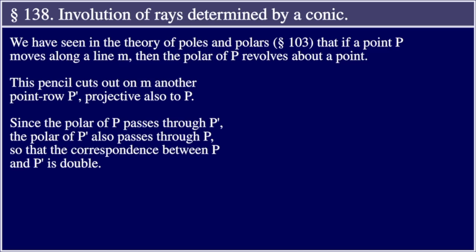We have seen in the theory of poles and polars, section 103, that if a point P moves along a line M, then the polar of P revolves about a point. This pencil cuts out on M another point P', projective also to P. Since the polar of P passes through P', the polar of P' also passes through P, so that the correspondence between P and P' is double.